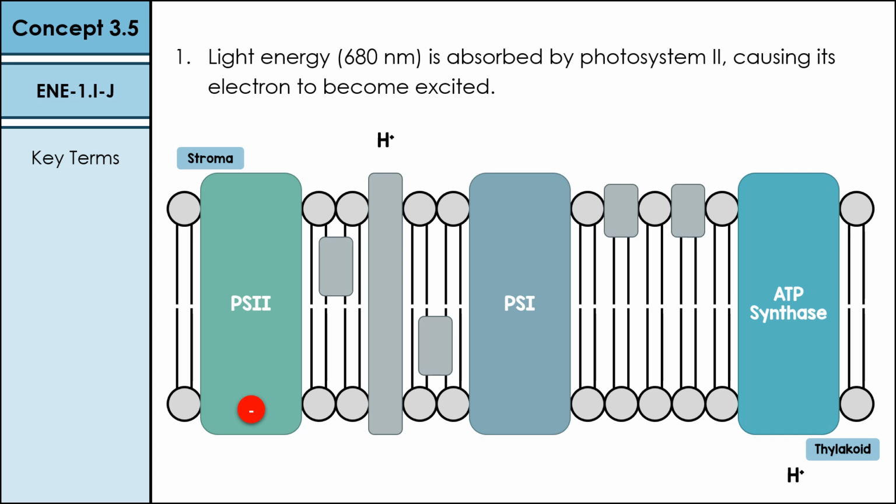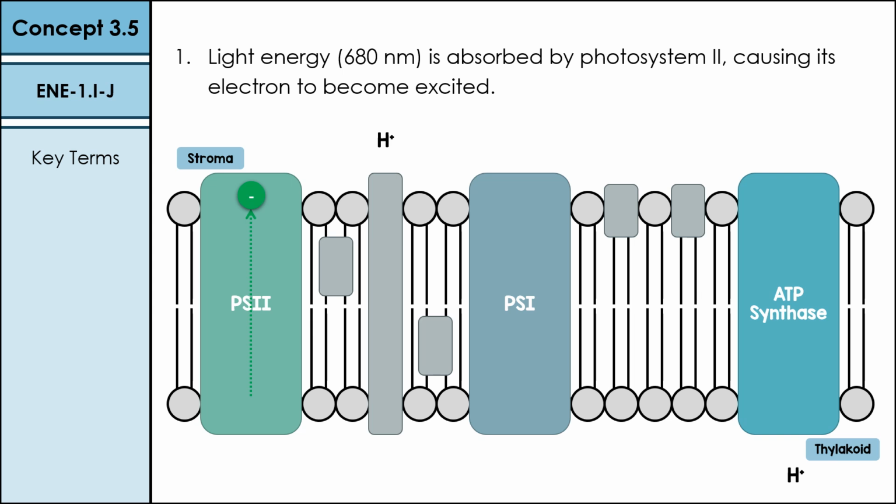So we start with light energy being absorbed by photosystem 2 at around 680 nanometers, and this causes our electron to be excited. So let's get some light energy in here and excite our electron. It is going to move to an excited state. Now our electron is activated.